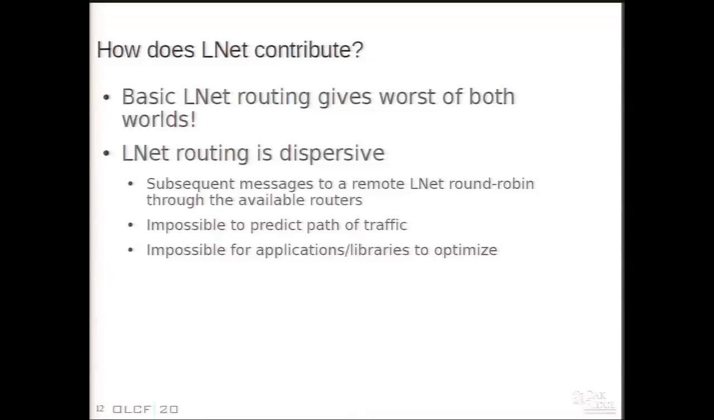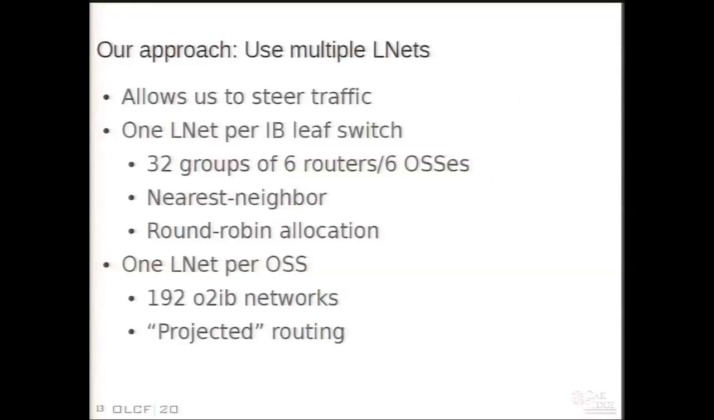So that's one way of avoiding some of the bottlenecks that we see in the Torus and also in the InfiniBand network. But because we're throwing packets all over the network willy-nilly, we can't really tell where we're going. So our approach was, let's use multiple LNets to pull this in. This allows us to steer the traffic. We can be very selective about where we're sending things. But there's a couple of different ways we can go about doing this.